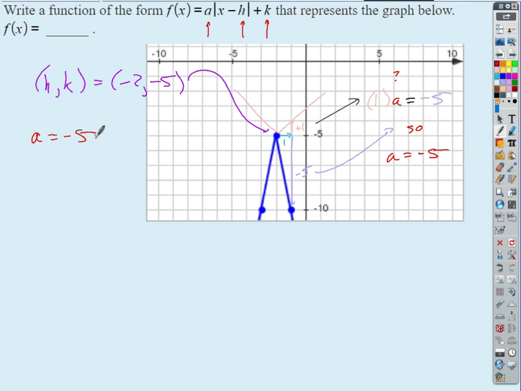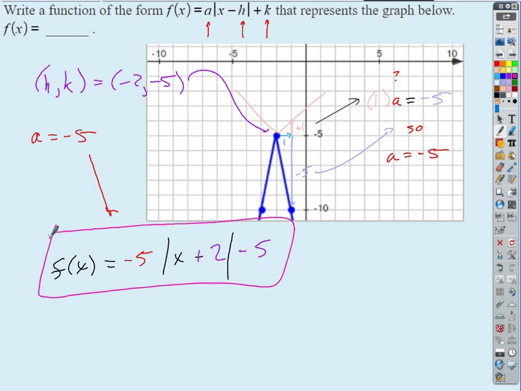If I just plug that stuff in, then what do I get? F of x equals A times the absolute value of x minus what? X minus -2, which makes it a +2, good. And then -5. And that's what that graph is. Okay, nice. Make sense? Yeah. Okay, that was a quick review.